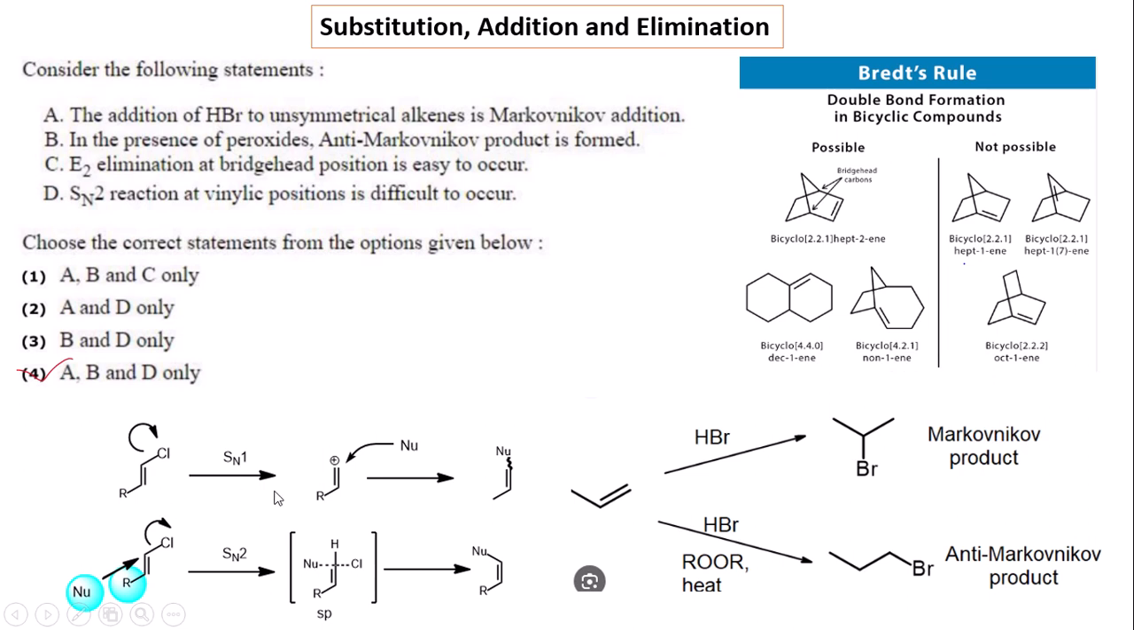And we know that vinyl halides are not stable toward elimination of the Cl group to produce the carbocation, and this carbocation is not very stable as the positive charge is present on an sp2 carbon atom. Again, SN2 nucleophilic substitution does not take place, as the linear geometry is not maintained, so the SN2 reaction does not take place for vinyl halides. We know that a double bond at the bridgehead position is very unstable, so elimination does not occur for that substrate. So statements A, B and D are correct, but the statement that E2 elimination at the bridgehead position is easy to occur is wrong.